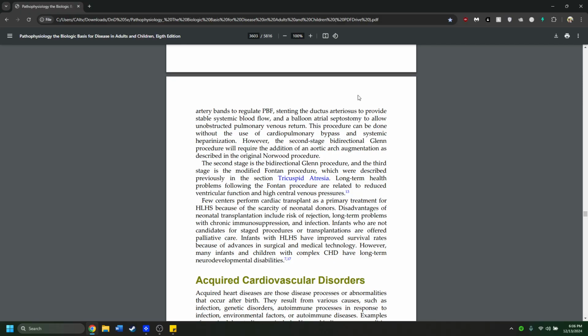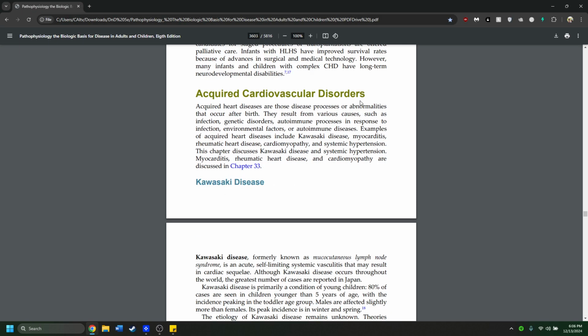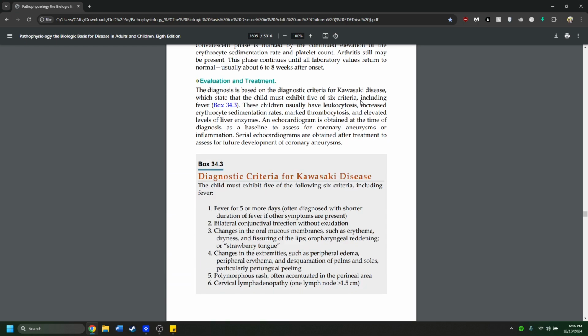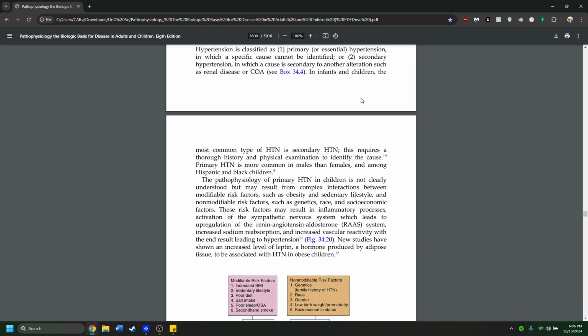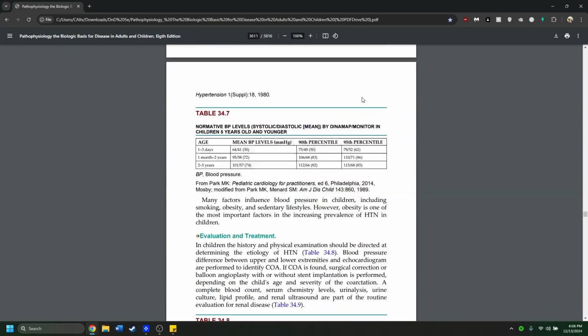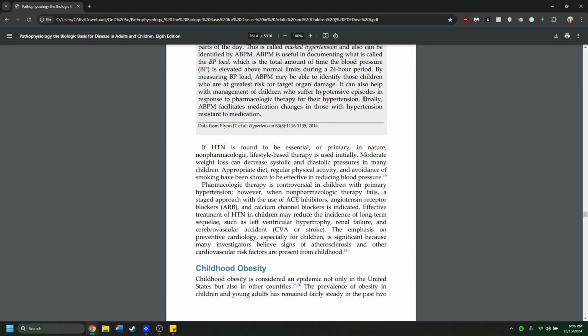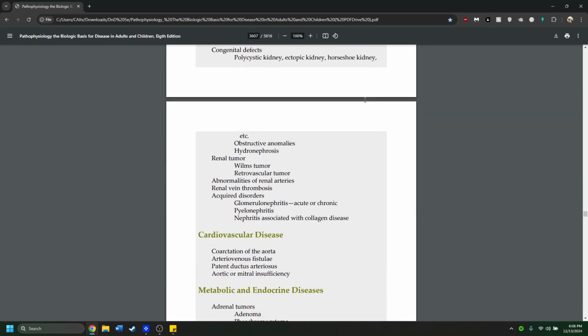And I think this is where we will call it a stop. We're not going to cover Kawasaki disease as initially suggested, as well as the additional disorders. Perhaps I will cover them later. Time permitting, we shall see.